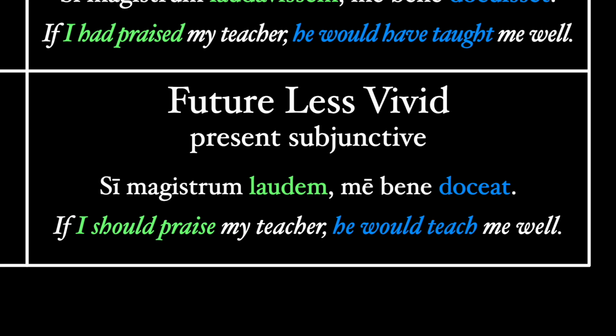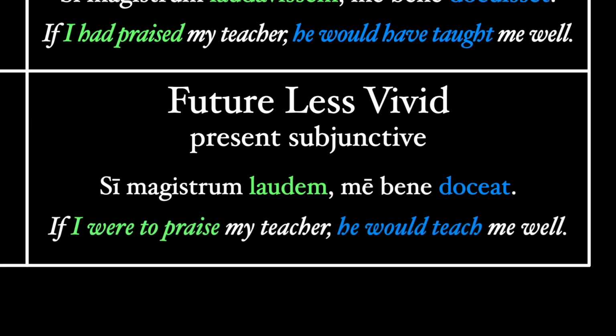Wait, hold on. I know people call this a should-would condition, and that's an easy way to remember this one. But if I were to speak in normal colloquial English, I wouldn't say it like that. No, yeah, that's it. That's exactly how I would say it. If I were to speak in colloquial English, I wouldn't say it like that. So here, if I were to praise my teacher, he would teach me well. If I were to eat cheese, I would be full. It's perfectly fine and correct to translate this as were to whatever and would.